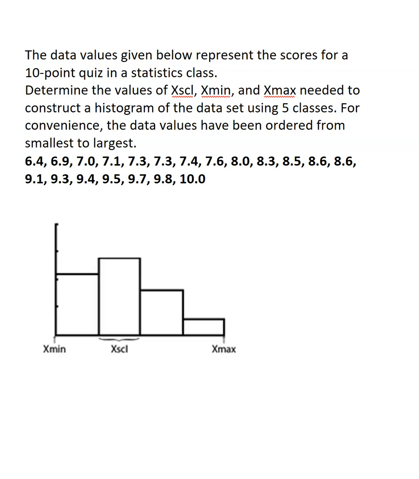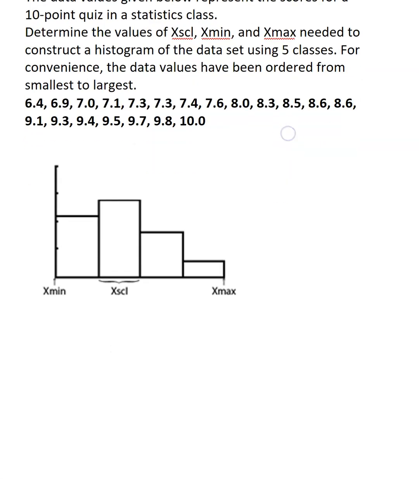So it appears like this, where Xmin is the minimum or the leftmost value, Xmax is the rightmost value, and Xscl is basically the class width. So let me kind of point that out to you here. Xmin would be the leftmost value.